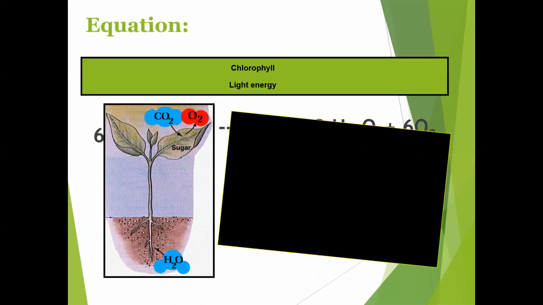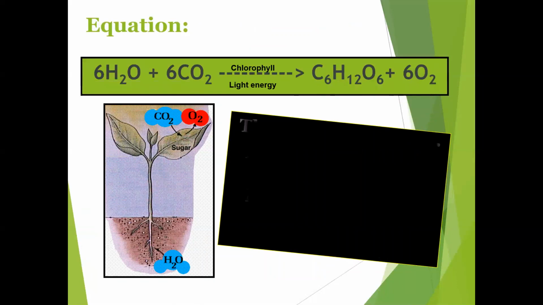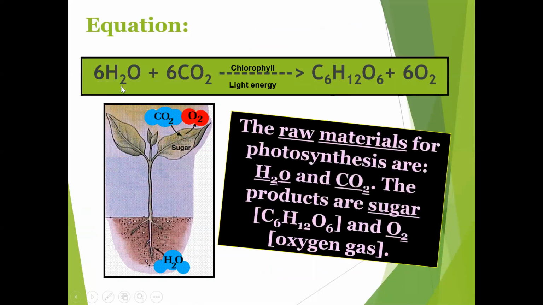All right, so what is the equation? Again, we've gone over this a little bit. So we need water and we need CO2. We get water from the ground, so the plant is going to absorb water from the ground, and it's also going to take in atmospheric carbon dioxide into the leaves. So we need water and we need carbon dioxide in order for this process to occur.